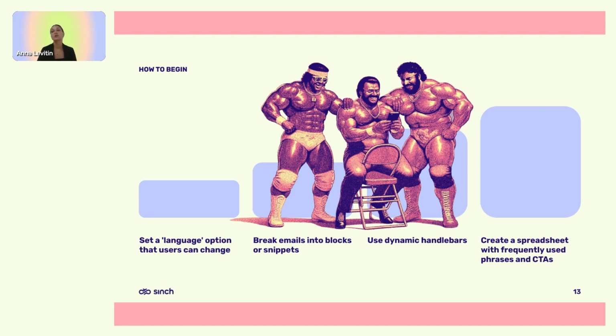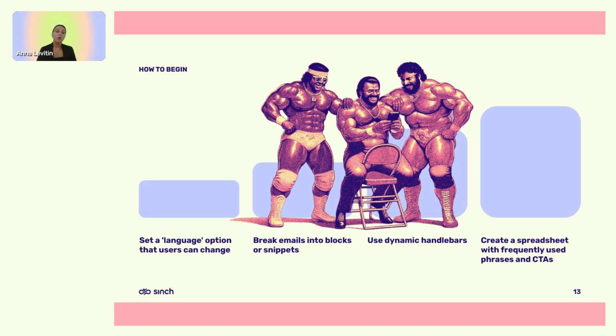Another thing is to break emails into blocks or snippets, because it really helps. As I said in an example, if it's a massive legal footer, you can just use the same snippet in each email, or you can use the same snippet from last year's sale or for the header. So it's all about saving your time.